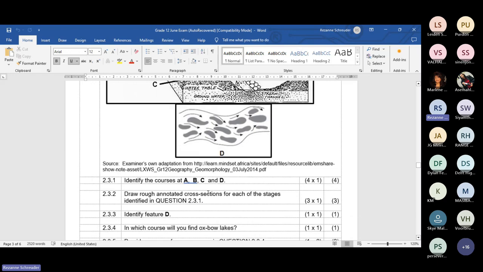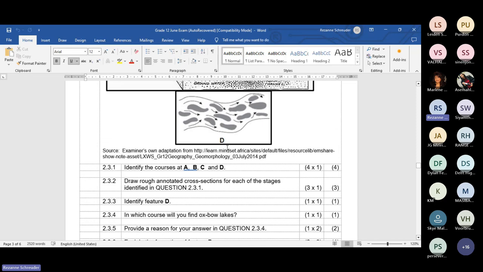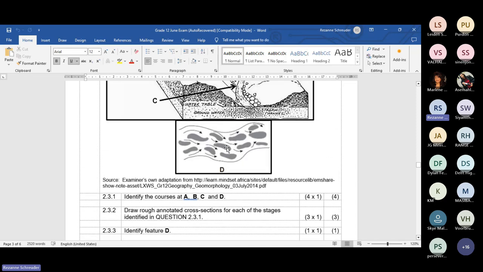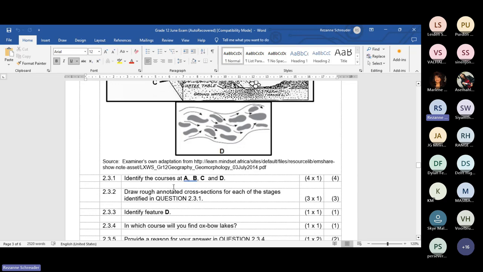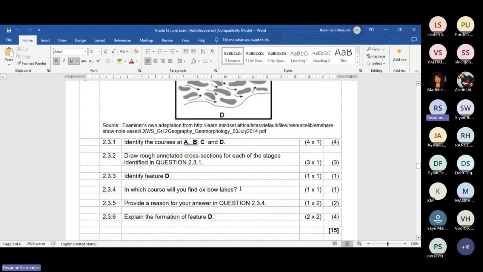So I want you to look at how this question is constructed. Identify the courses at A, B, C, and D. So A would be the upper course, B the middle course, and C and D would be our lower course of the river. And then I ask them, even though it's just for 3 marks, to draw rough annotated cross sections, which means I have to add labels, for each of the stages identified in question 2.3.1. So remember, we have the young, mature, and the old age stage. So they actually just had to look at the sketch and draw those cross sections.